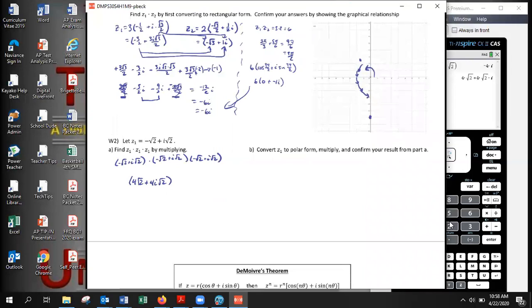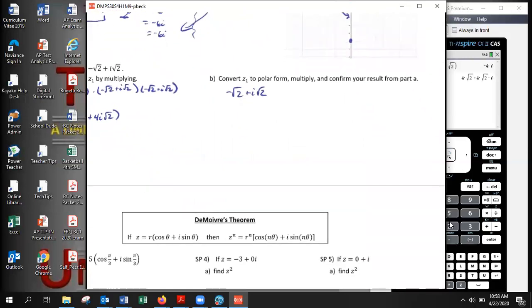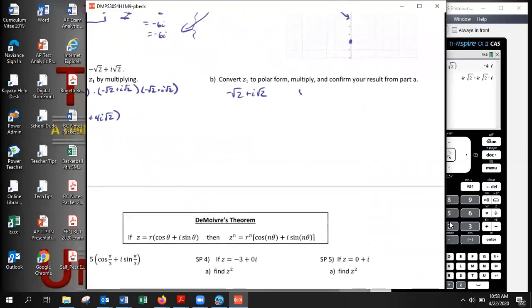Now, let's convert this to polar form. So first of all, negative square root of 2 plus i square root of 2. If you remember, to do our conversion to polar form, the first thing is we need to know our radius. Our radius is the square root of negative square root of 2 squared plus square root of 2 squared. So that's x squared plus y squared. So we get the square root of 2 plus 2, square root of 4, which is just 2, convenient.